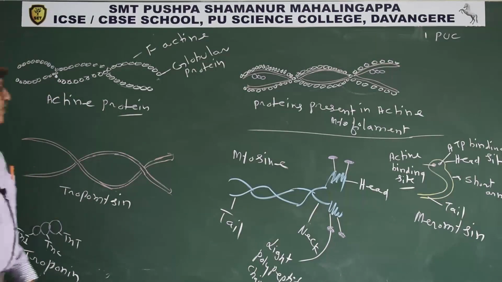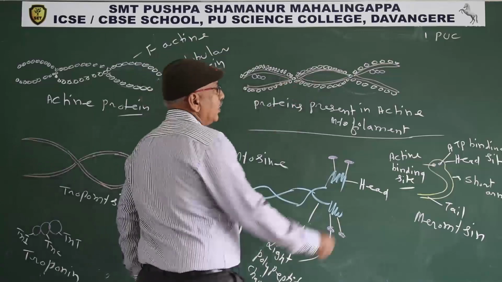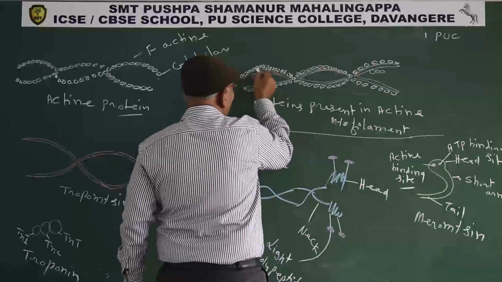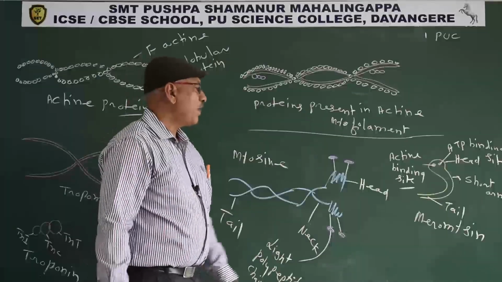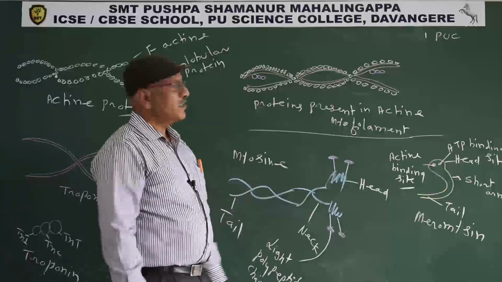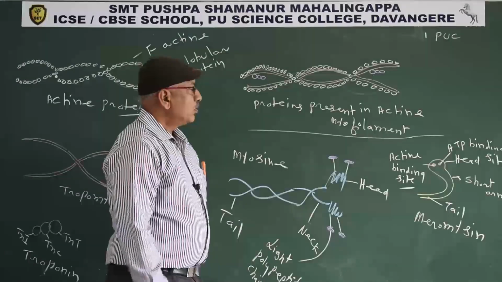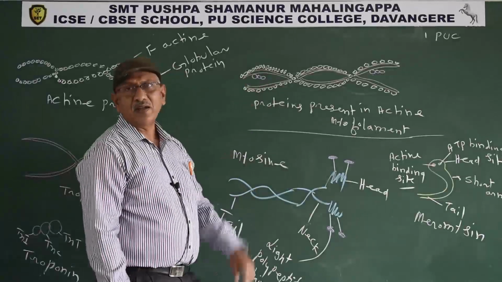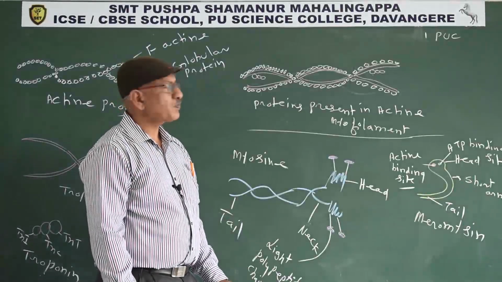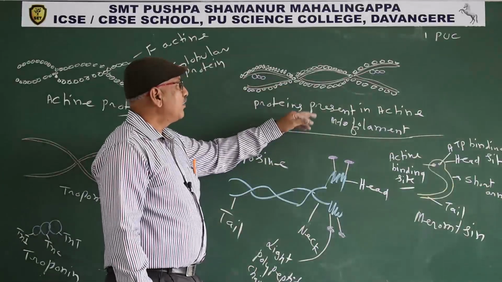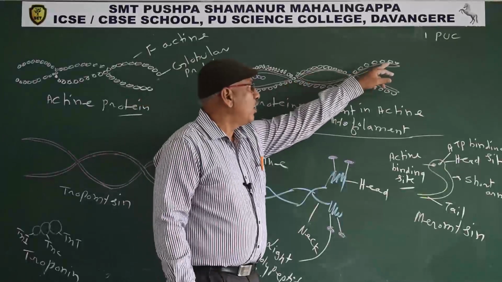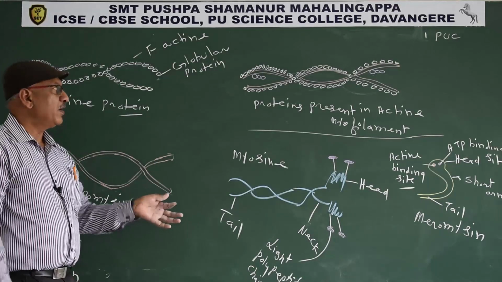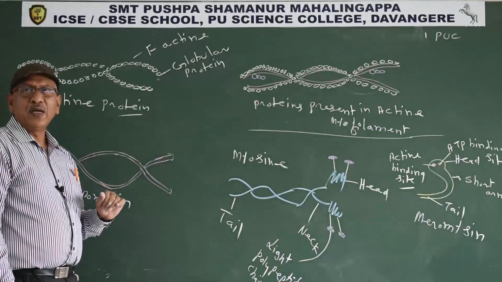In the absence of calcium ions, the troponin-tropomyosin complex covers or masks the active sites. Now the meromyosin head is unable to attach to the active sites. With the help of the meromyosin head, the myosin filament attaches to the actin filament during muscle contraction. So in the absence of calcium ions, the complex masks the active sites, and the myosin filament is unable to attach to the actin filament.